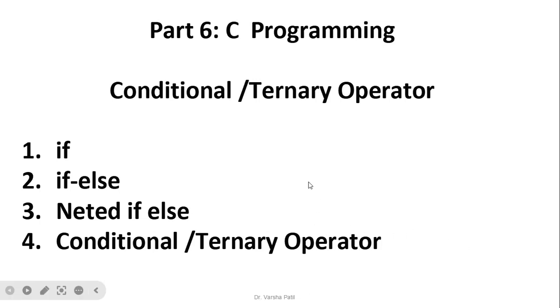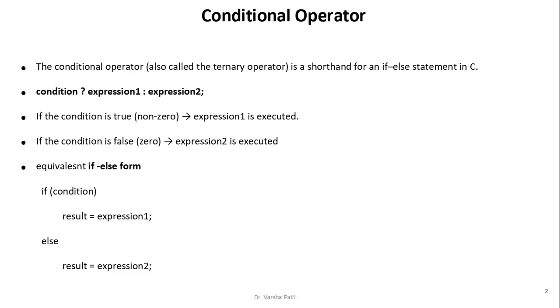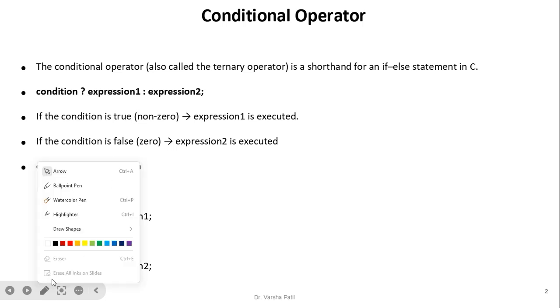This is the sixth video on C programming, and in this video I am going to explain the conditional or ternary operator. Now let us start. The conditional operator is also called the ternary operator, which is shorthand for the if-else statement in C. The syntax is like this: condition question mark, expression 1 colon expression 2, and after that a semicolon.